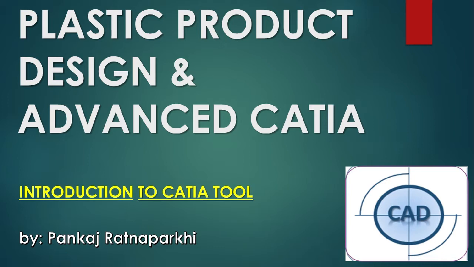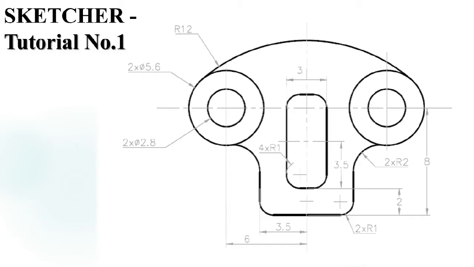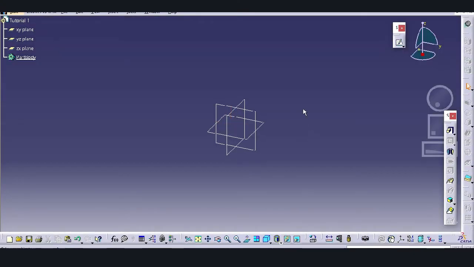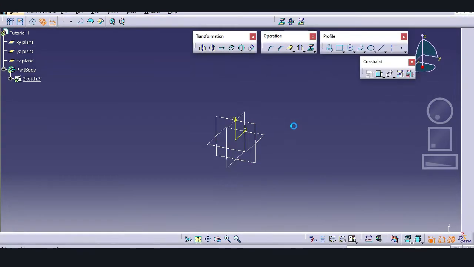Previously, we had discussed an introduction to the CATIA tool, in which we completed the Sketcher tool and different commands in the Sketcher. As we completed the Sketcher toolbars and different commands, let's take tutorial number 1 for this Sketcher. So let's open CATIA, select the Sketcher and open the Sketcher environment.